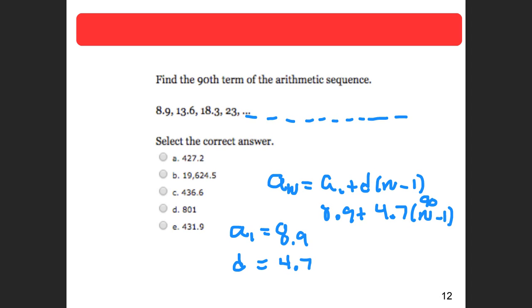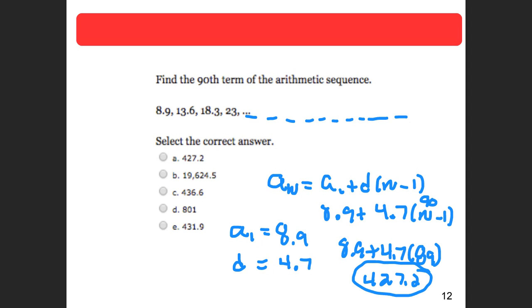Now, if I put 90 in there, I end up with 8.9 plus 4.7 times 90 minus 1, which is 89. Now I get my calculator out. 4.7 times 89, plus 8.9, is equal to 427.2. So that would be my 90th term if I had to write them all out. I'm not going to write them all out, but the 90th term should be 427.2.